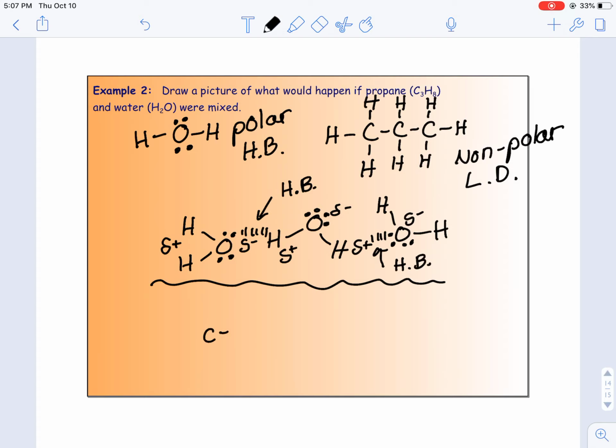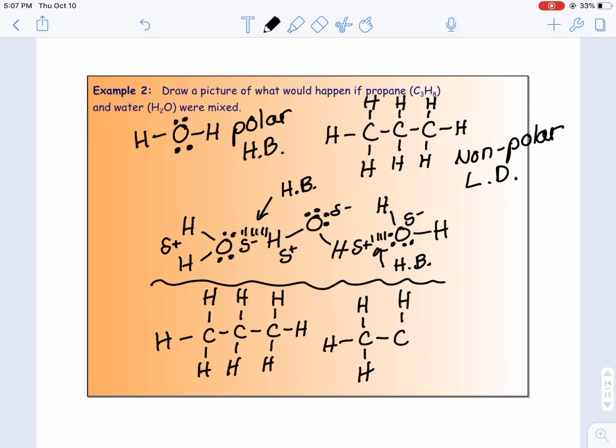And then in the other layer, you're going to have the propane molecules mixing, and they're going to interact by London dispersion forces. When you draw the London dispersion forces, there's no partial charges on a nonpolar molecule, so it doesn't matter which atoms you line up. You just need to show the interaction. So that would be a London dispersion force.